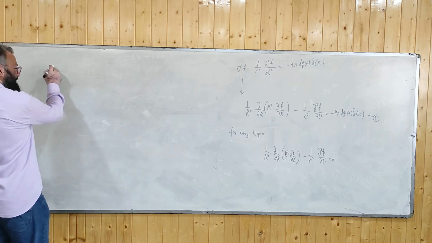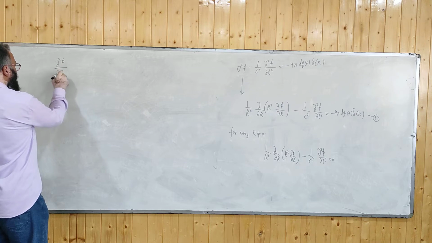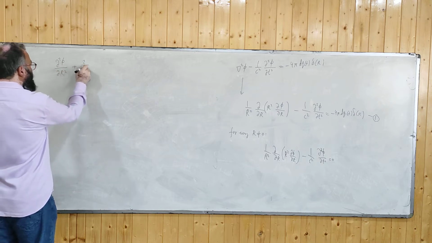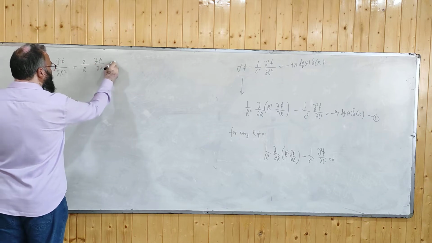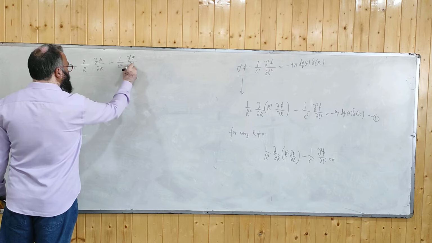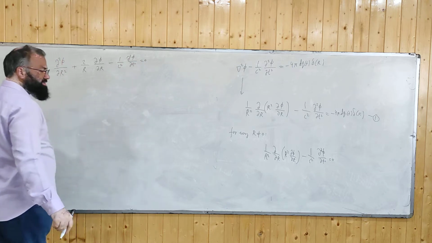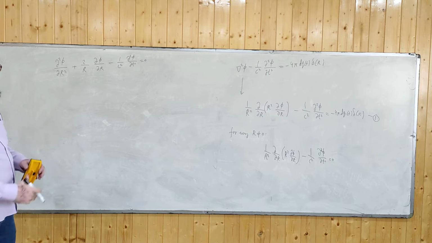So now let's differentiate it. So what you will get? So you will get partial 2 phi by partial r2 plus 2 divided by r partial phi by partial r minus 1 by c square partial 2 phi by partial t2 is equal to 0. So it is a region where r is not equal to 0. This is our equation. Clear? So now let's simplify it.